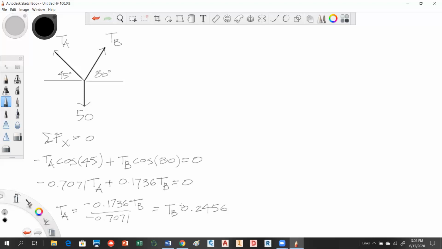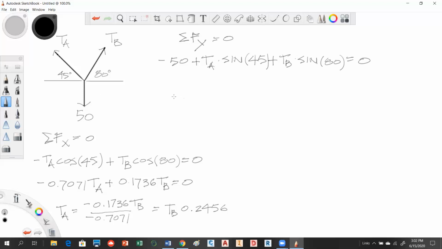So we still only have one equation, so two unknowns still, so we're going to write the equation for Y. Sum of forces in Y have to equal 0. So in Y we have minus 50 plus tension A sine 45 plus tension B sine of 80, and by equilibrium that must equal 0.